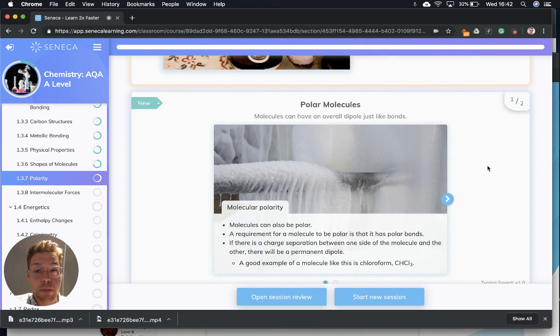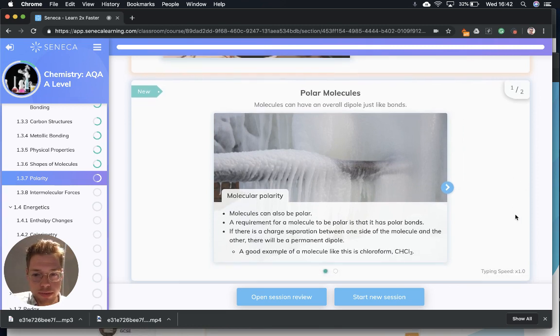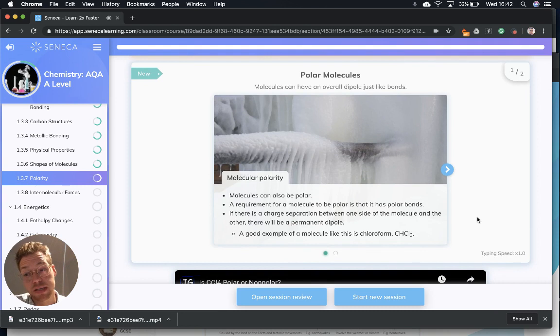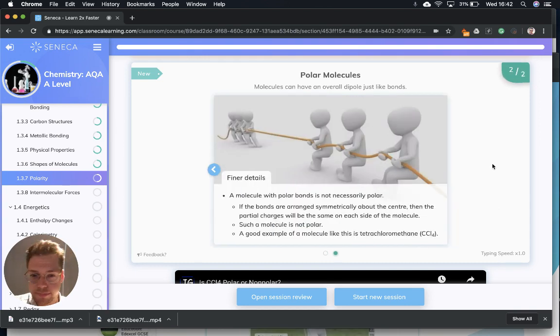Next, we talk about some polar molecules. Molecules can have overall dipoles, just like bonds. So molecules can also be polar. A requirement for a molecule to be polar is that it has polar bonds. Seems to make sense. If there is a charge separation between one side of the molecule and the other, there will be a permanent dipole. A good example of this is something like chloroform, which is CHCl3.